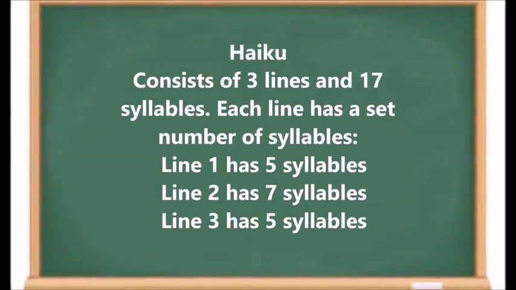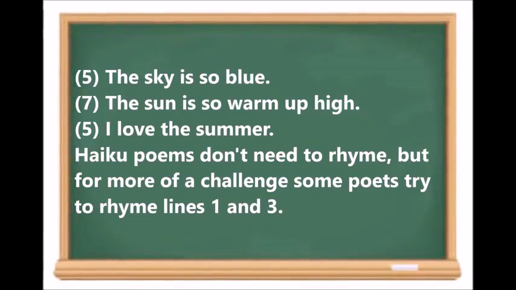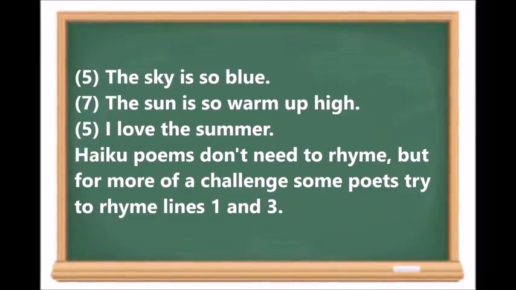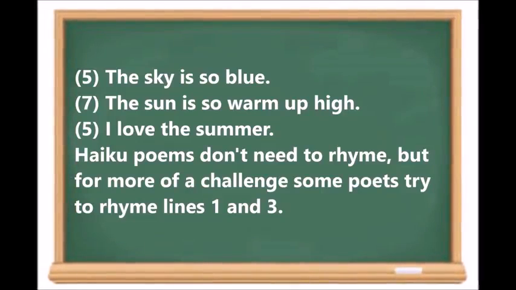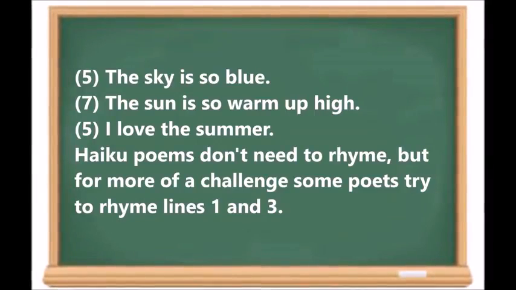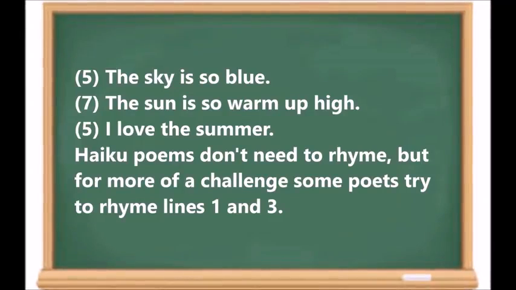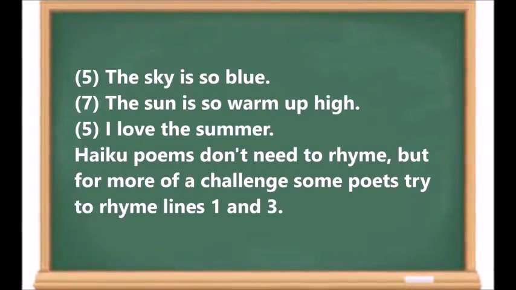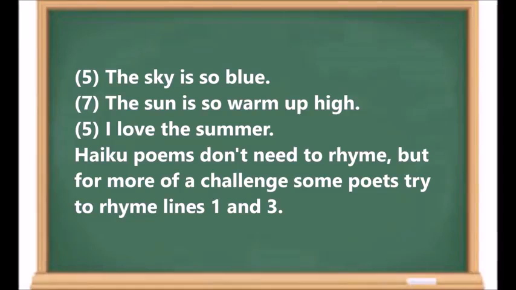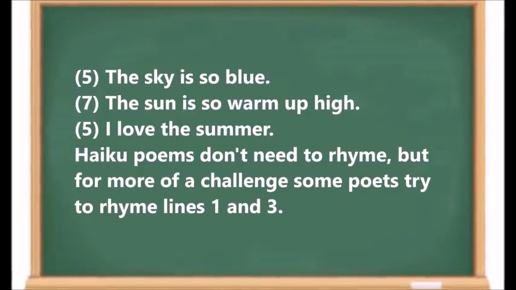An example of a haiku poem is as follows. The sky is so blue. The sun is so warm up high. I love the summer. Again, it doesn't have to rhyme, right? A haiku poem doesn't need to rhyme, but for more of a challenge, some poets try to rhyme lines 1 and 3. Line 1 has 5 syllables. Line 2 has 7 syllables. And line 3 has, again, 5 syllables.